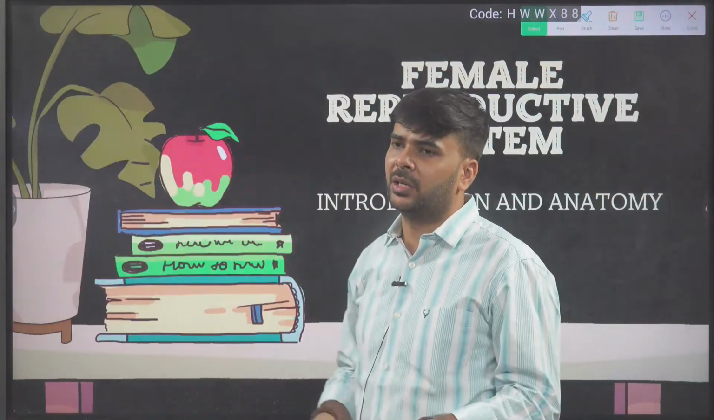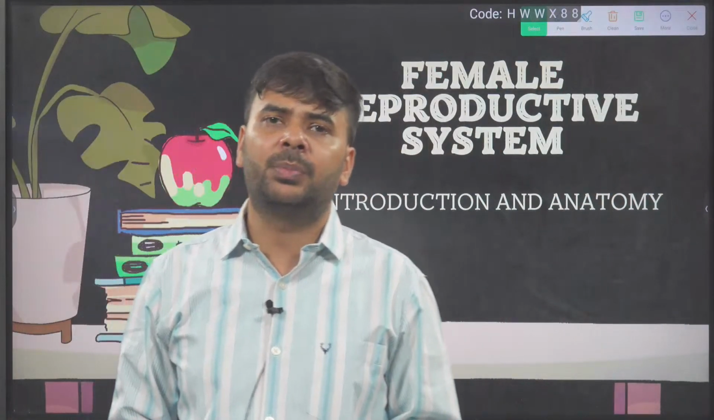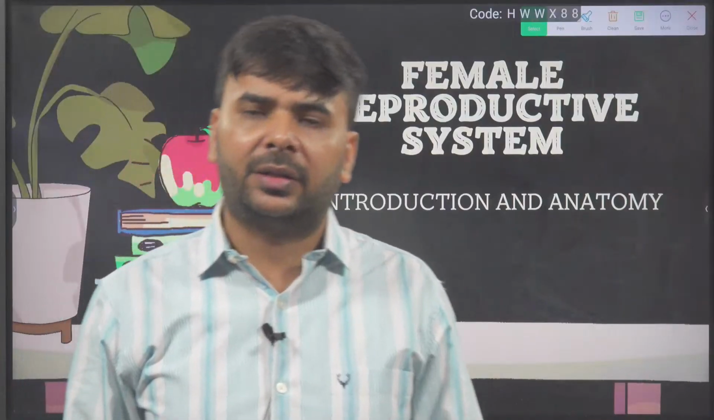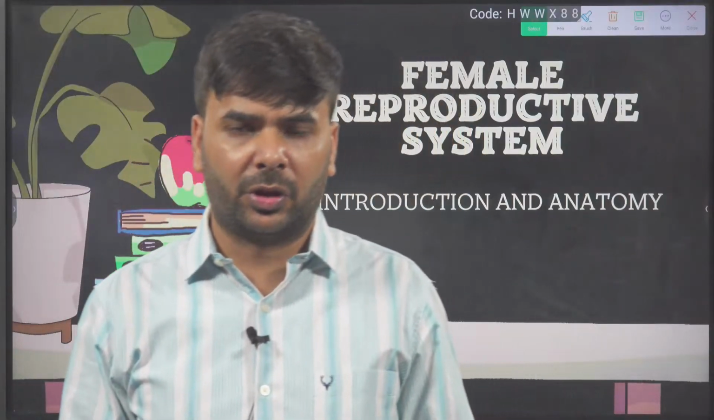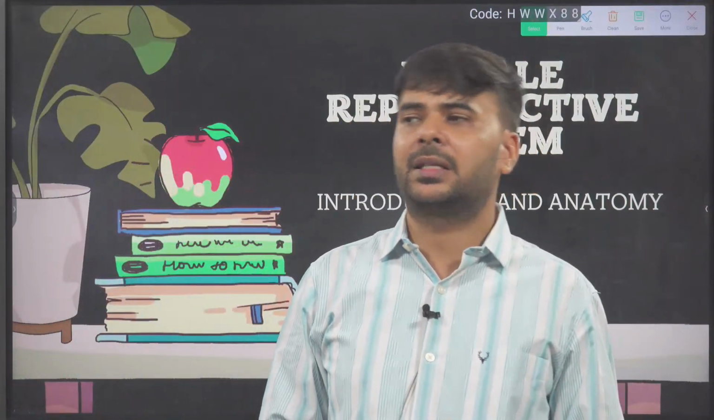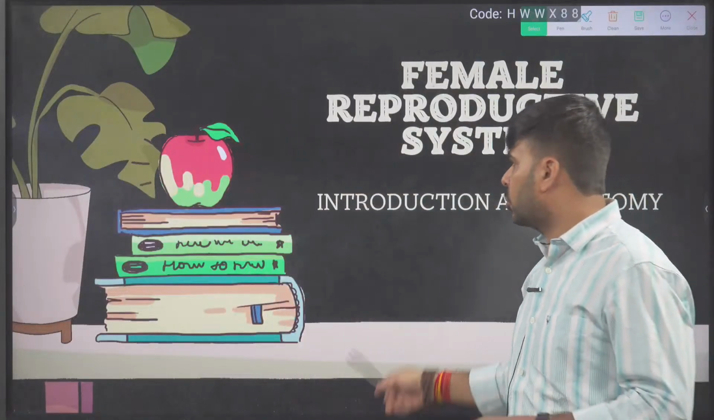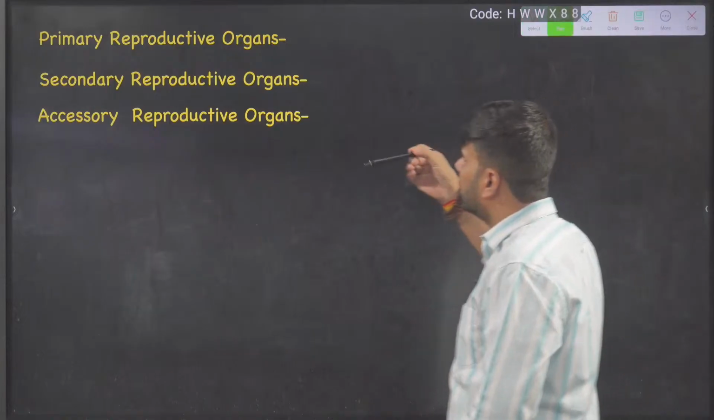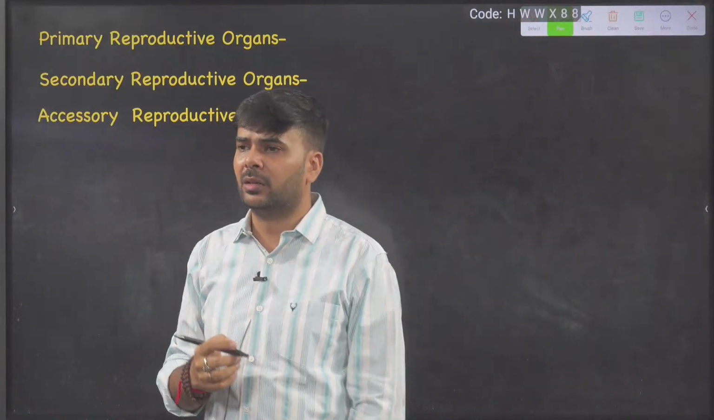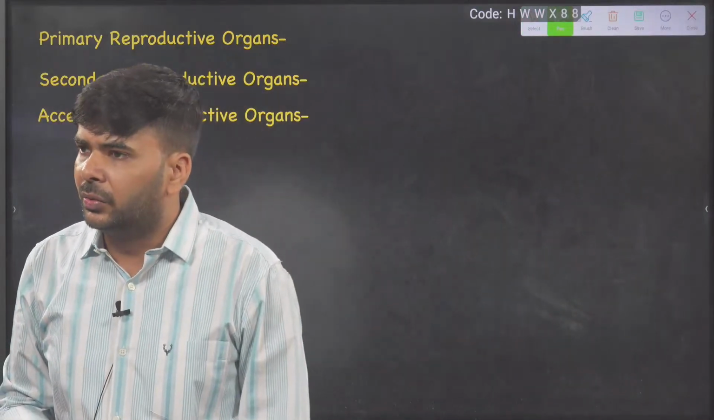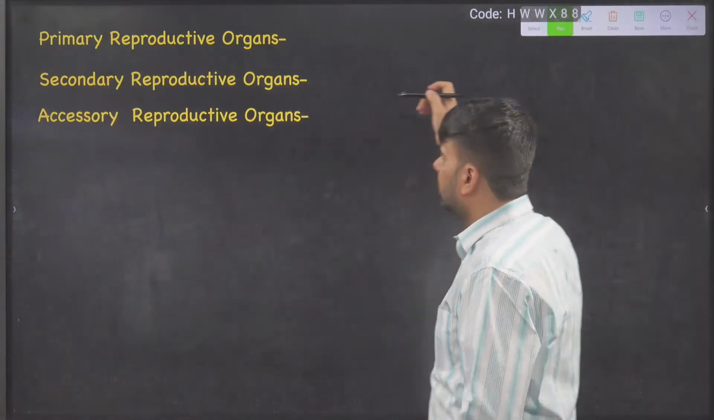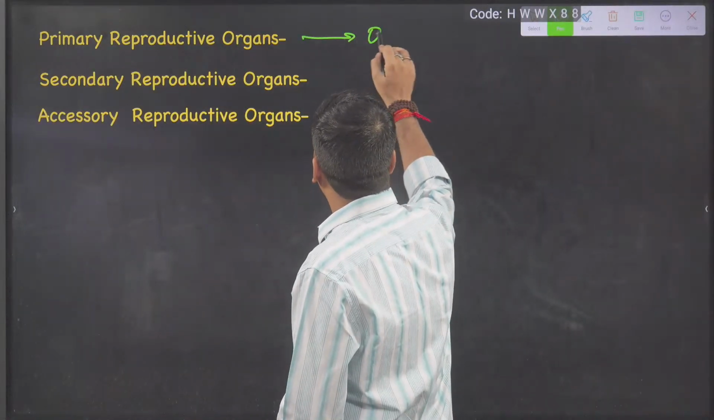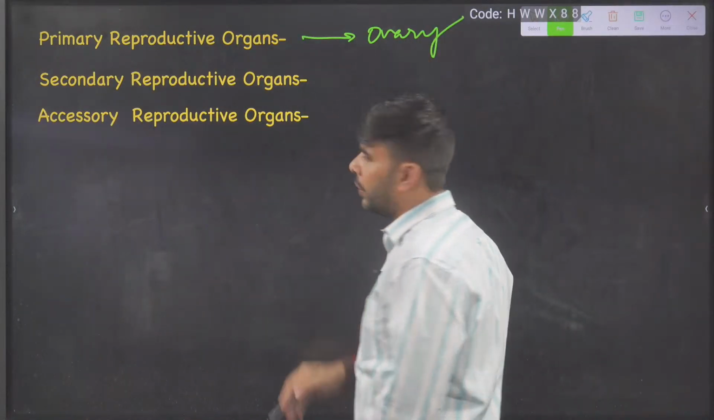Now the female reproductive system. It consists of the same primary reproductive organ, secondary reproductive organ, and accessory reproductive organ. So can you answer what is the primary reproductive organ for the female? The definition will be the same as what we studied in male. Very good, very good. Fast answer. Ovary, ovaries.